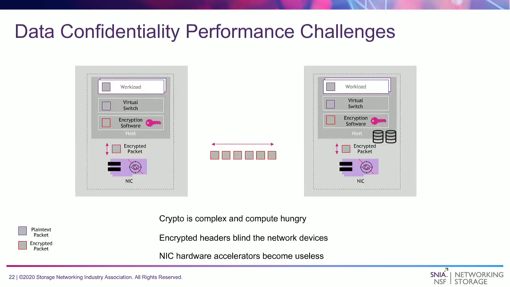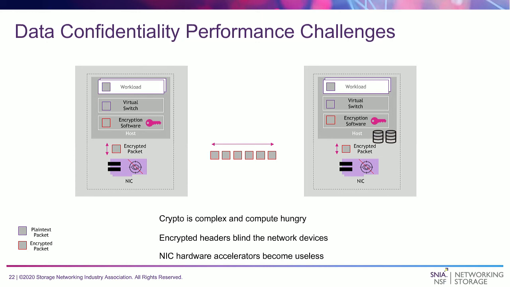But data confidentiality also comes with a performance challenge. Let's take the example shown here in the diagram of two workloads communicating through software-based encryption. We've implemented, for example, IPSec in the OS, and now everything going out of the servers is encrypted between the two systems. The challenge here is that crypto is complex, and this gets me back to the example of IPv6. It's heavy, it's compute hungry to implement that in software, or you need a dedicated appliance.